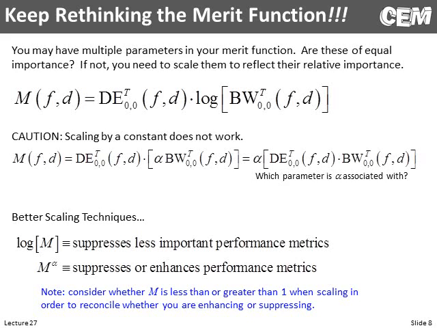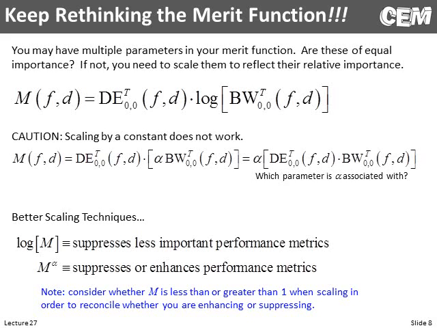Let's say bandwidth, in our case, is the most important. So we're going to multiply bandwidth by some alpha. Maybe this is a factor of 10. Well, this alpha can be factored to outside of our merit function. So what we see is we have our original diffraction efficiency times bandwidth, our original merit function, just scaled by this constant. And this constant really could be associated with either one of the two, and it doesn't matter. It doesn't change things. So multiplying by a scalar constant isn't good enough.